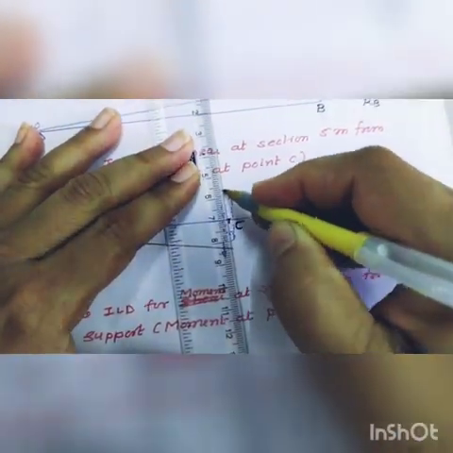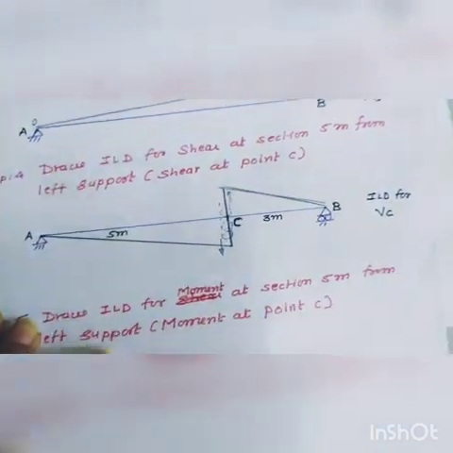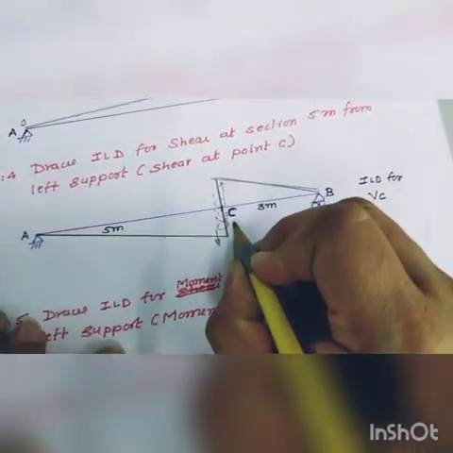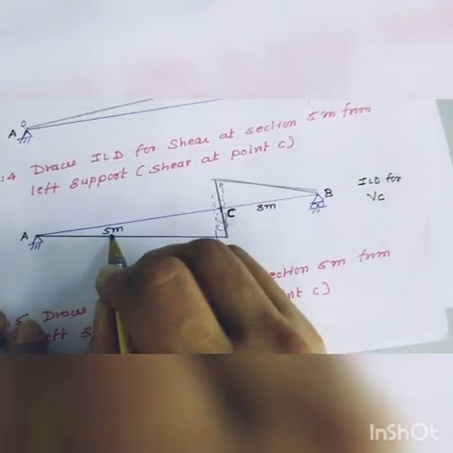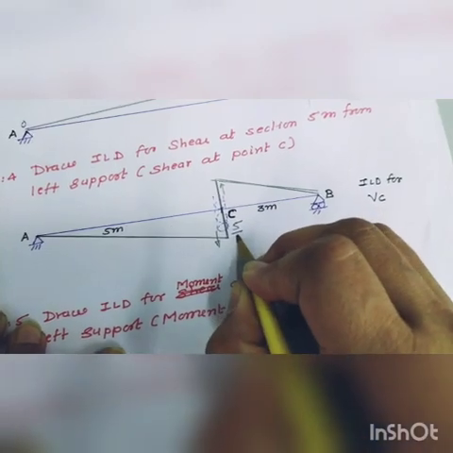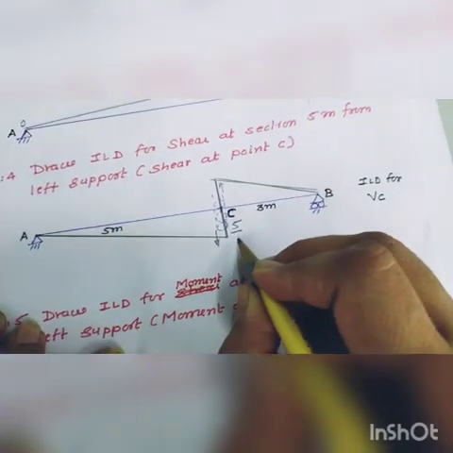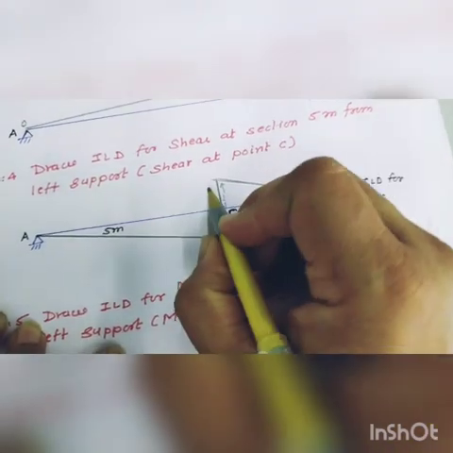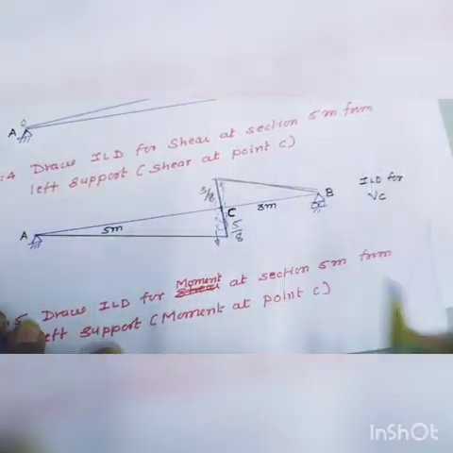Join this at C, the ordinate at C. On the left hand side, this distance is 5. So you can say it is 5 by the total span of AB, which is 8. And on the right hand side, the ordinate is 3 by 8.